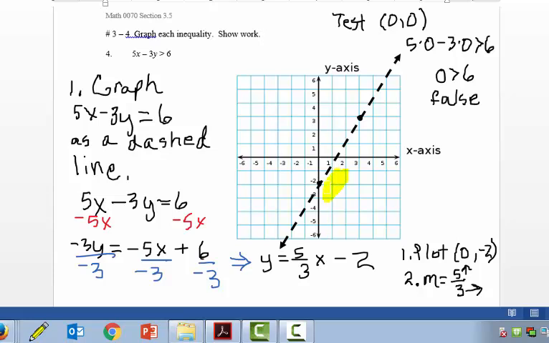So I am going to shade the region that doesn't contain my test point, since my test point made the inequality false. So notice points on the line and all points in the unshaded region make the inequality false. So this would be the graph of this solution set.